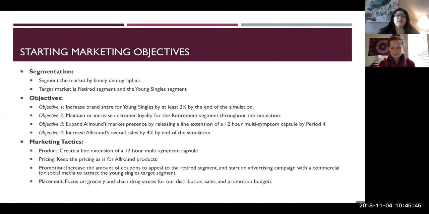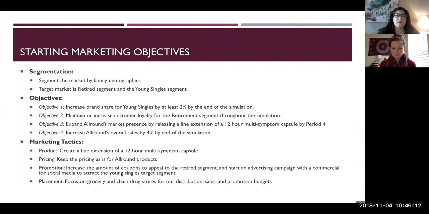So for our initial marketing objectives, we decided to segment the market by family demographics. We picked two target markets, which were the retired segment as well as the young single segment. Our objectives were based mostly on these segments as well as our overall sales and releasing a line extension.